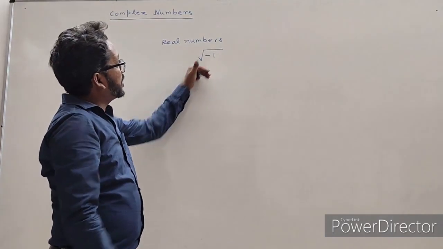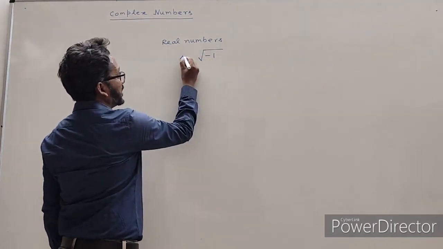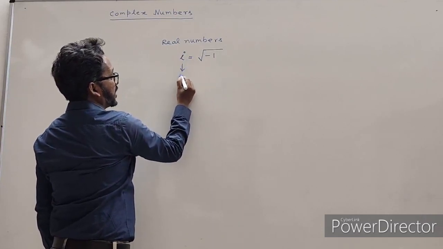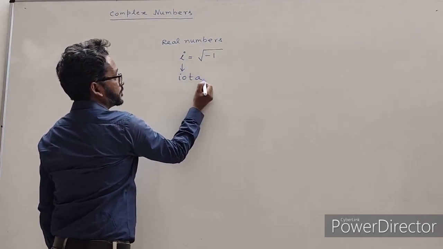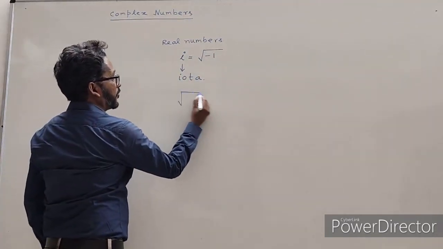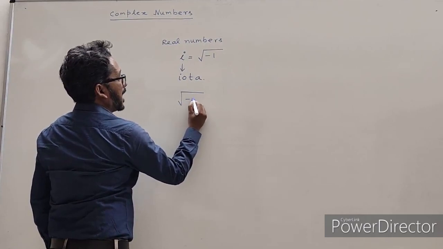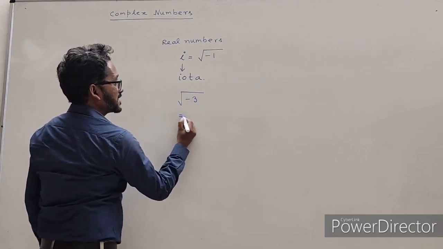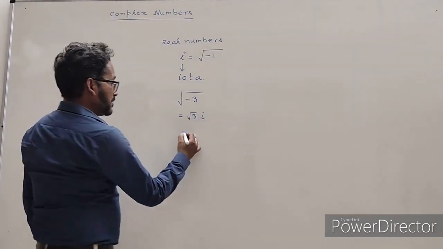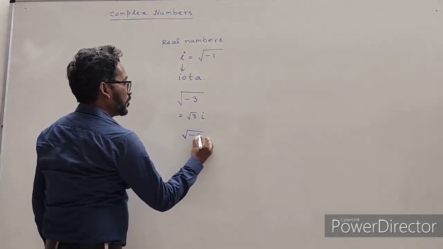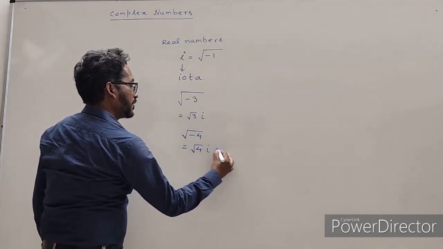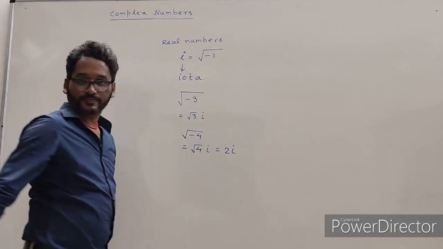In case of complex numbers, we consider the square root of -1 as i, which is known as iota. So in this way, if we have the square root of -3, we can write this as root 3 i. Similarly, the square root of -4 will become root 4 i, that is equal to 2i, and so on.